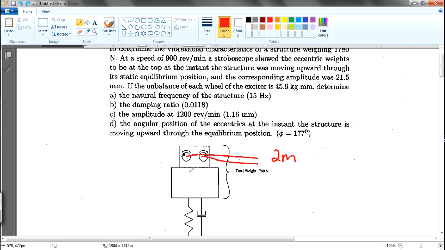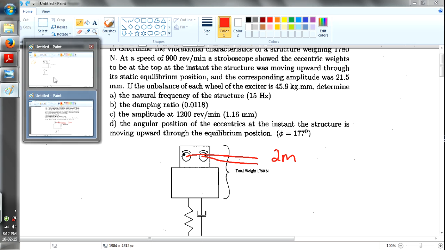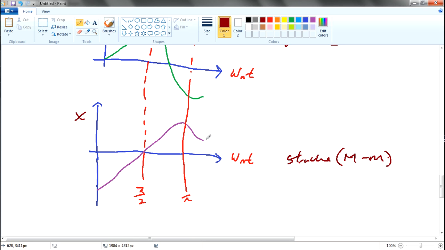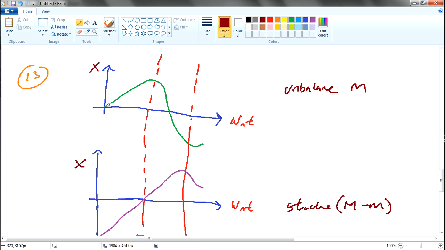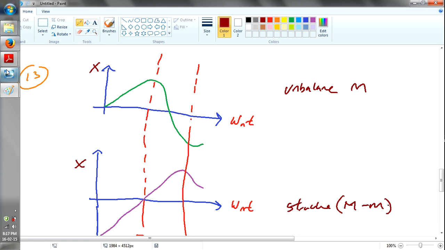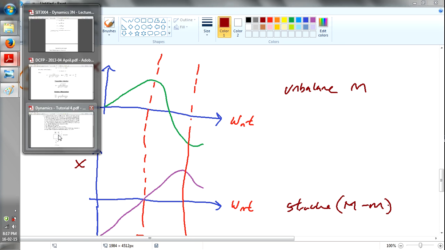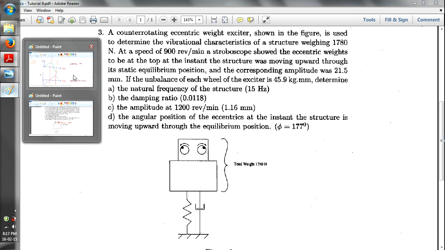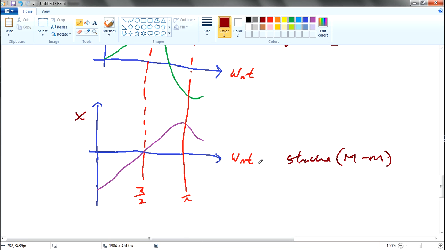So when it moves up, things could go differently. And then from this graph, by x and in terms of omega n t, I don't know why they put it like that. And then it says that the unbalanced mass, meaning the imbalance of these masses, is moving faster than the structure itself.